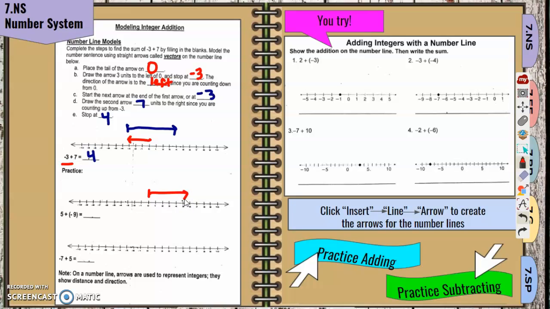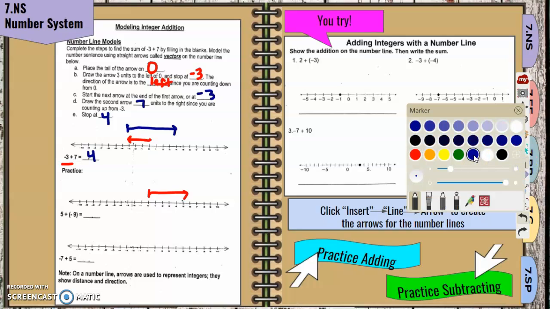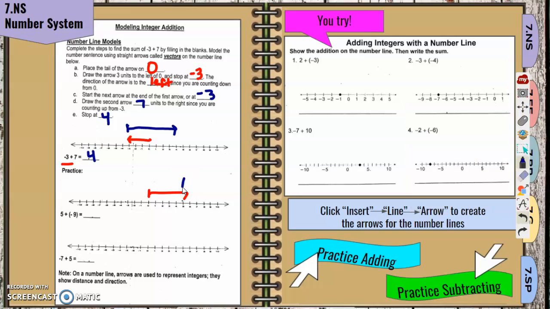If you're doing this digitally, there's a line button at the top of your screen where you can draw the arrows to show what this looks like in your digital notebook. If you're doing this on the paper copy, you can just draw with your pencil, that's fine. All right, so now we start where we left off for our second number, and it's plus -9. Well, negative means we're going to the left because left is less. So I start at +5, and I go to the left 9 places. So that's 1, 2, 3, 4, 5, 6, 7, 8, 9. And my answer is -4.